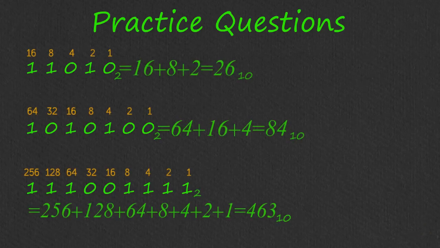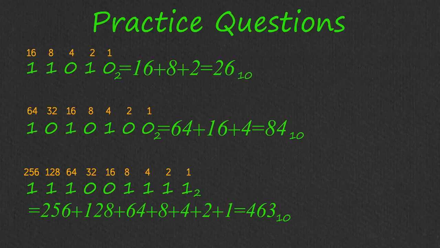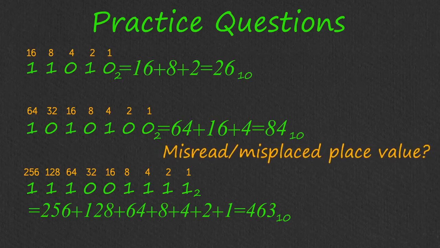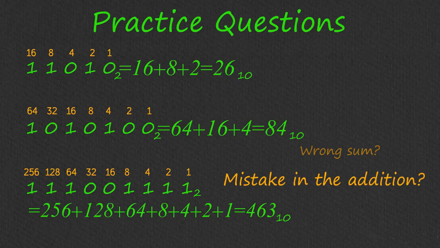And here are the answers. Don't get disheartened if you have made a mistake. Rather, take this as a learning opportunity and try to find out where you went wrong. Did you make a mistake when writing out the place values? Was your writing too crammed and you misread the place value or attached the wrong place value to a digit? Did you copy down the place values wrong in your sum? Or did you mess up the addition?